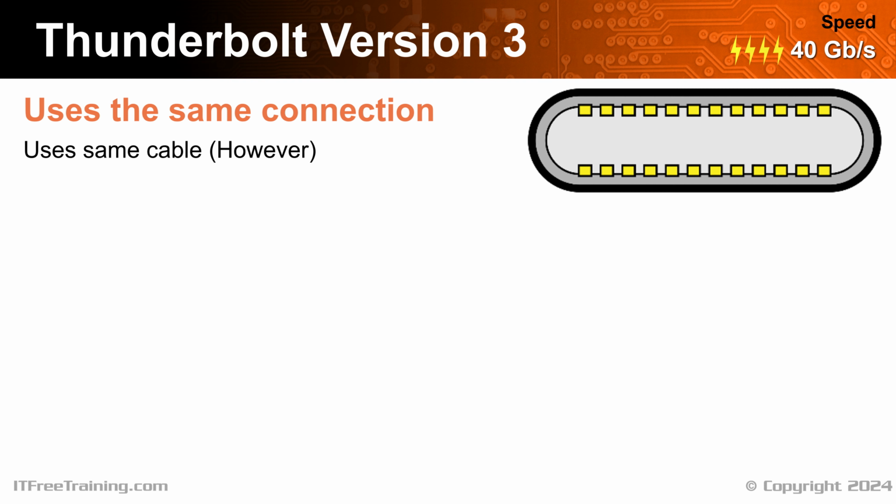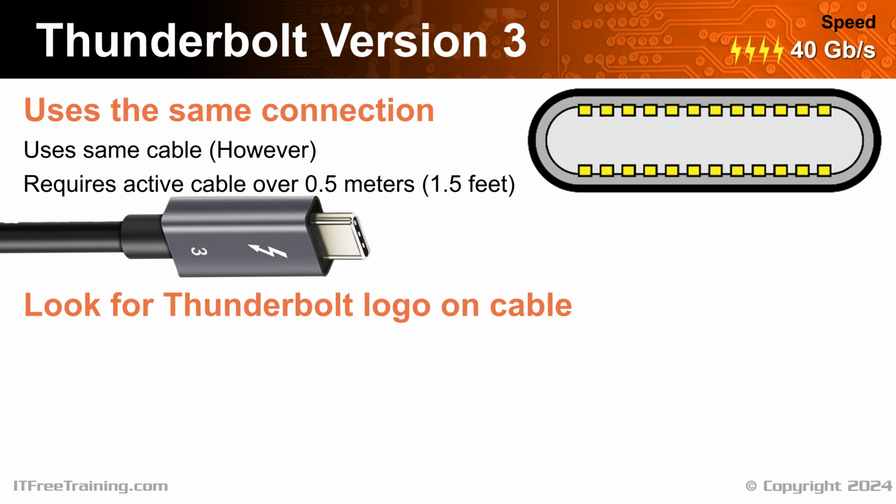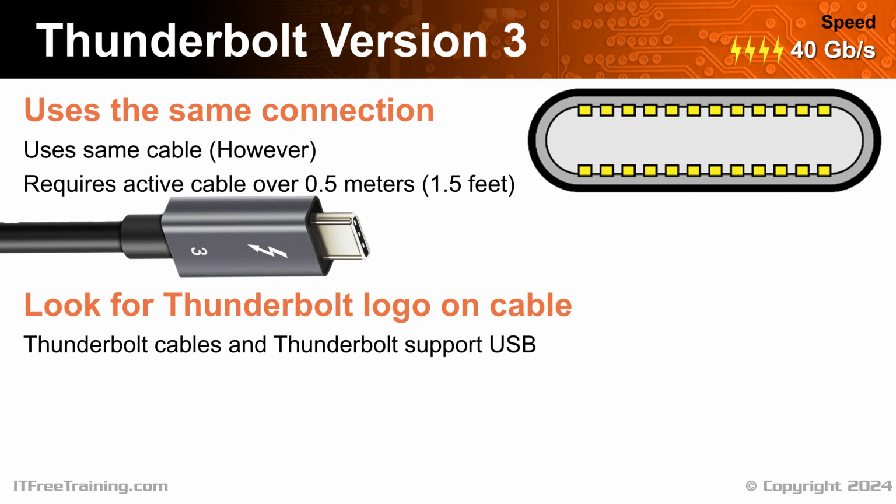Thunderbolt 3 can transmit data at 40 gigabits per second, which is twice that of USB 3. In order to do this, if the cable is longer than 50 centimeters or 1.5 feet, it's required to be an active cable. An active cable means that there are additional electronics in the cable to boost the signal. If you use a USB cable longer than this or a poor quality cable, it may not work with Thunderbolt. In order to ensure your cable works, look for the Thunderbolt logo on the cable. The good news is, if you purchase a Thunderbolt cable, it will also work with USB ports. Thunderbolt 3 also supports USB, so you can plug your USB devices into a Thunderbolt port.